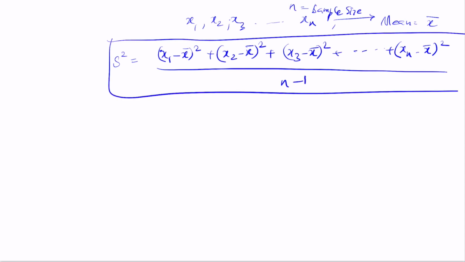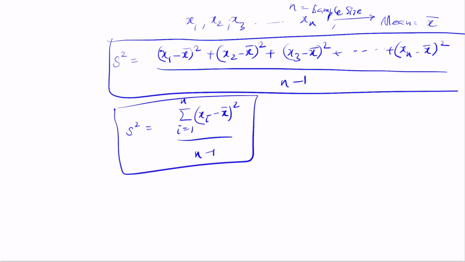To condense this, we write all these pluses in one single form. So we write S square equal to sigma i equal to 1 to n, xi minus x bar whole square, by n minus 1. This is the condensed formula for the original formula. By using this condensed formula, we can also write larger data values, and it helps in understanding how the data actually works.